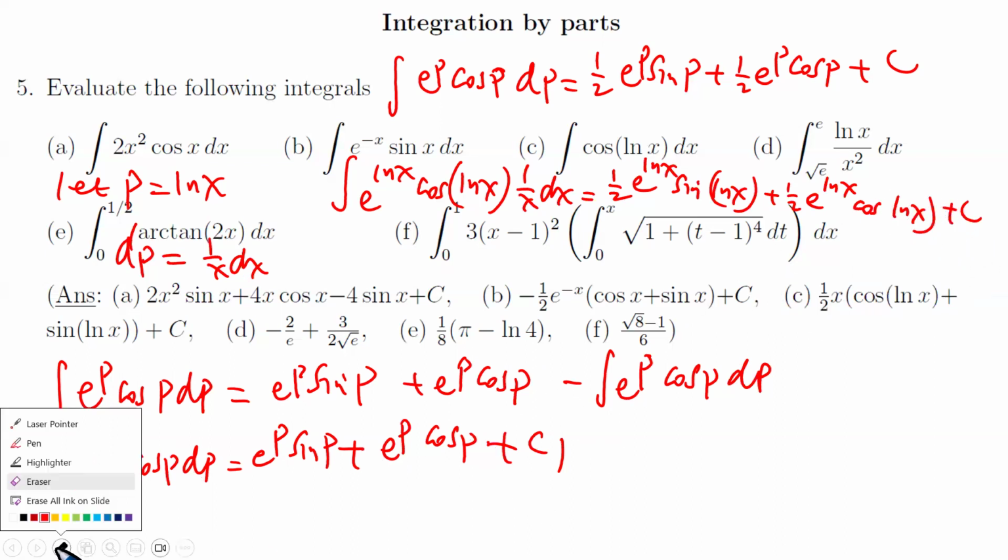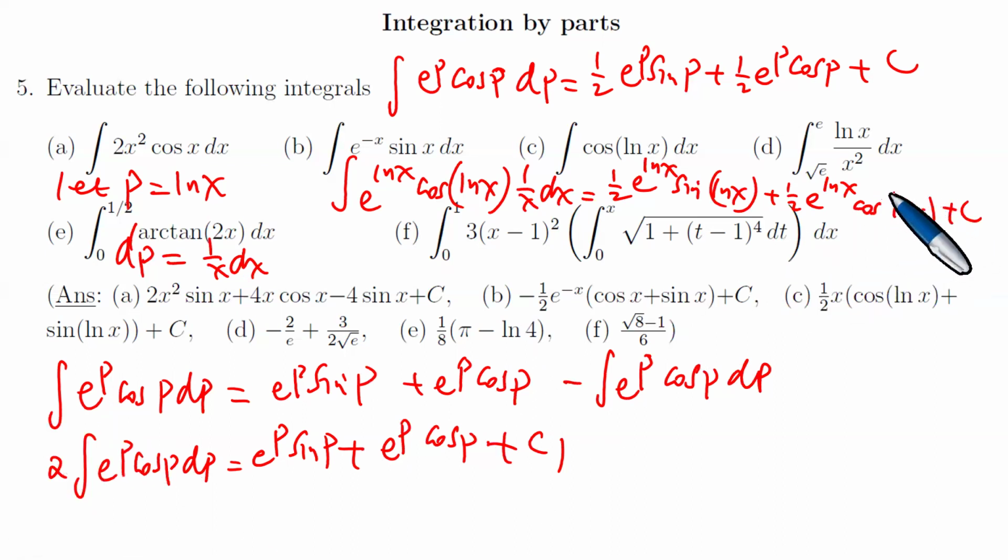Right, in the end, what we're able to get is the e to the ln x. What is e to the ln x? E to the ln x is the same as x, which cancels with this x, giving us cosine ln x dx is equal to.